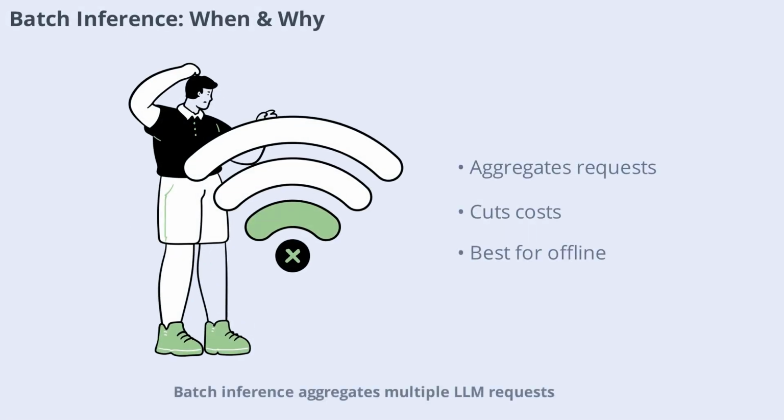Batch inference aggregates multiple LLM requests and processes them simultaneously on the GPU. This maximizes utilization and can cut per token costs by half, but increases latency, making it best for offline jobs. For example, an analytics firm might process 50,000 customer reviews overnight, accepting a 1-hour window in exchange for massive cost savings. Batch inference is ideal for large-scale, non-real-time workloads.